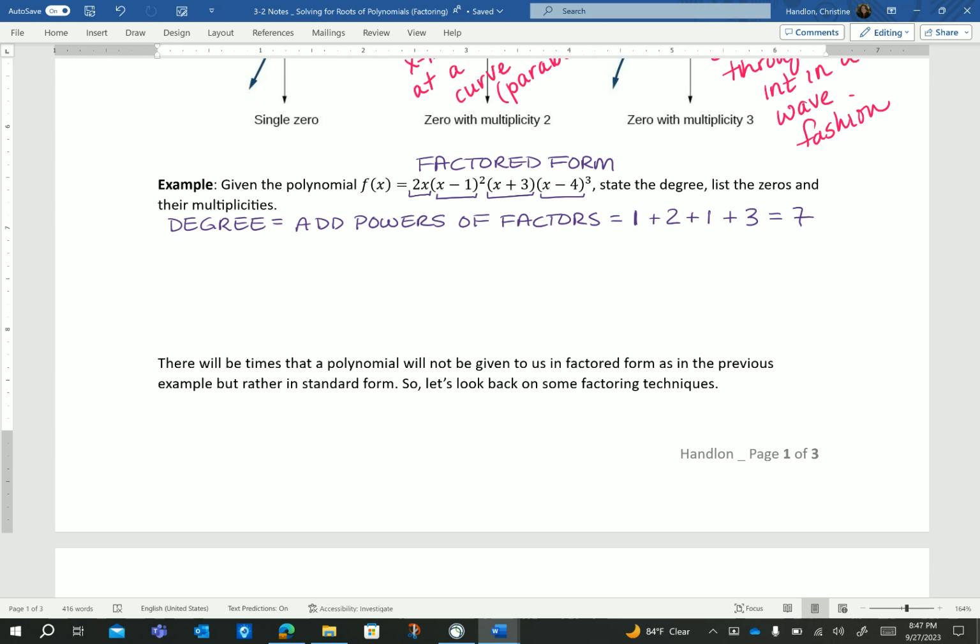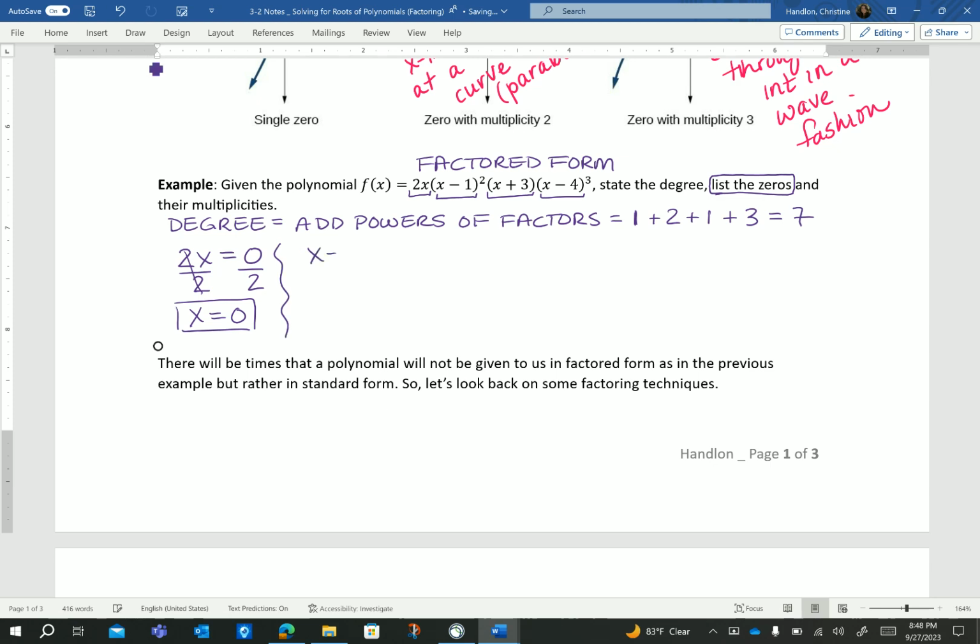The next thing you're going to do is list the zeros. This is what we're going to do next. So we're going to use the factor theorem. The factor theorem told us that if we know the factor, we can find the zeros. So I'm going to put the first factor, and I'm going to set it equal to 0 to solve for my x-intercept. So if I divide by 2 on both sides, my first 0 is a 0, because 0 divided by 2 is 0.